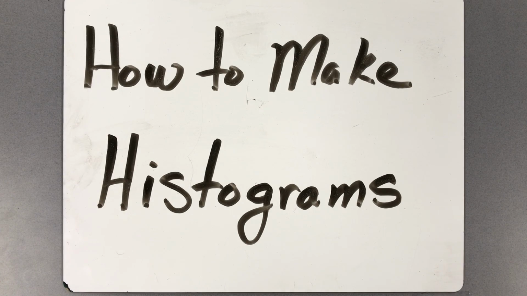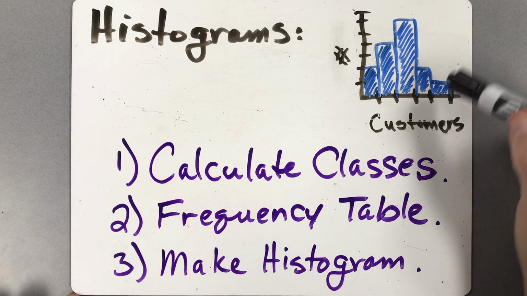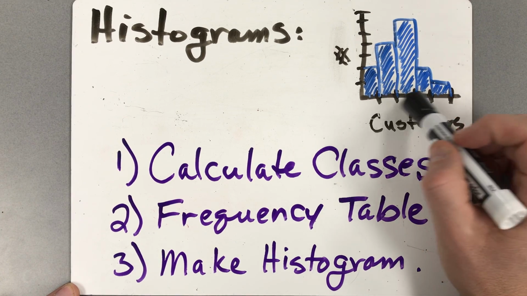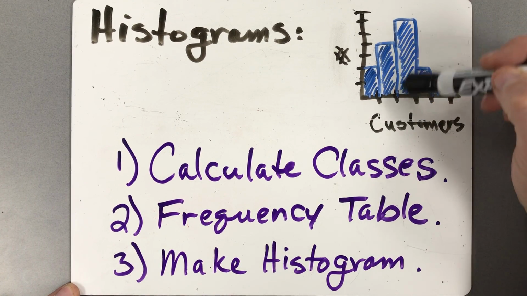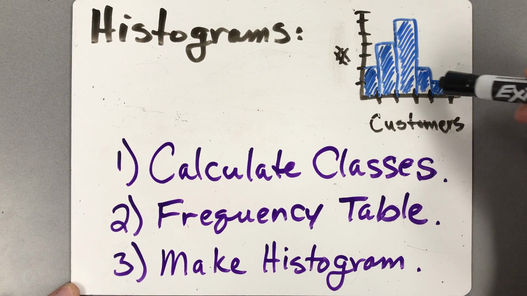This video is going to walk you through how to make histograms. The first thing you might be wondering about histograms is what do they look like? They look like bar charts, but they're actually graphs that show the distribution of quantitative data across these intervals. Each of these intervals are called classes. In this example here, there are 5 classes, 1, 2, 3, 4, 5.